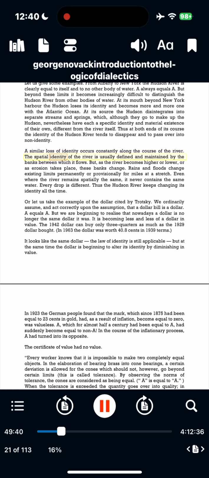A similar loss of identity occurs constantly along the course of the river. The spatial identity of the river is usually defined and maintained by the banks between which it flows. But, as the river becomes higher or lower, or as erosion takes place, these banks change.